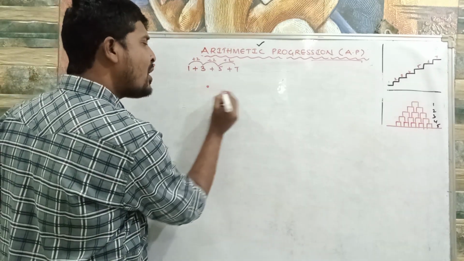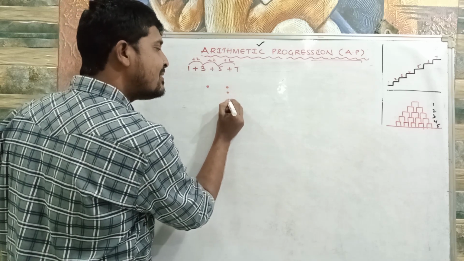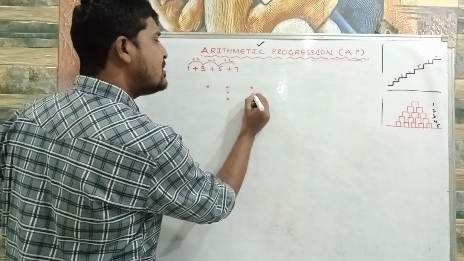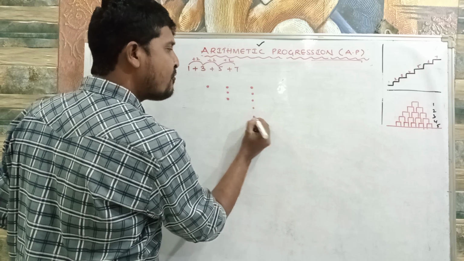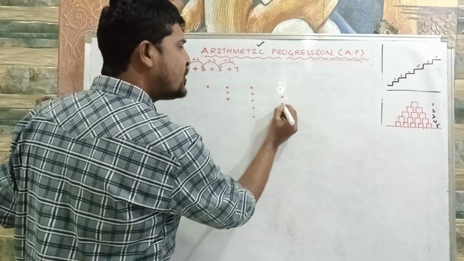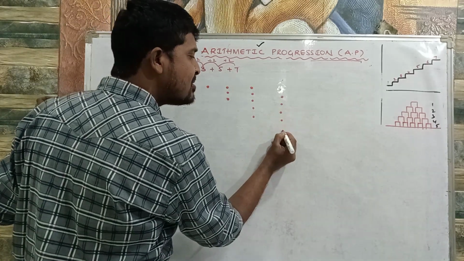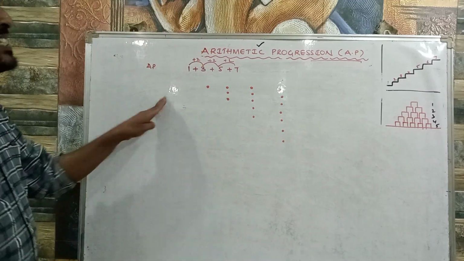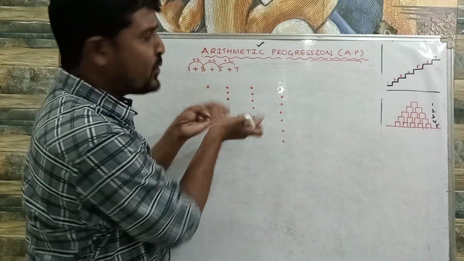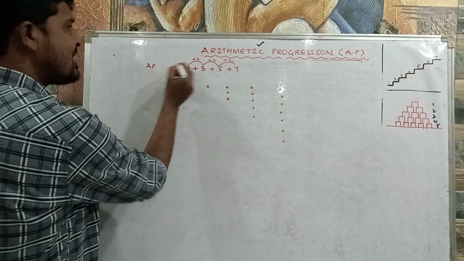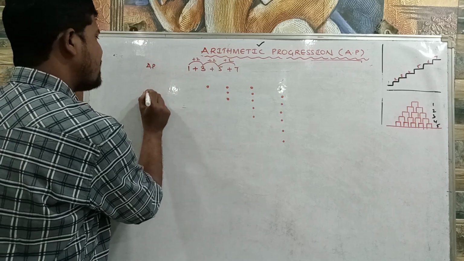Okay, we'll take 1 dot, 3 dots, 5 dots, 7 dots. I just visualized the numbers as dots, and this is our AP.